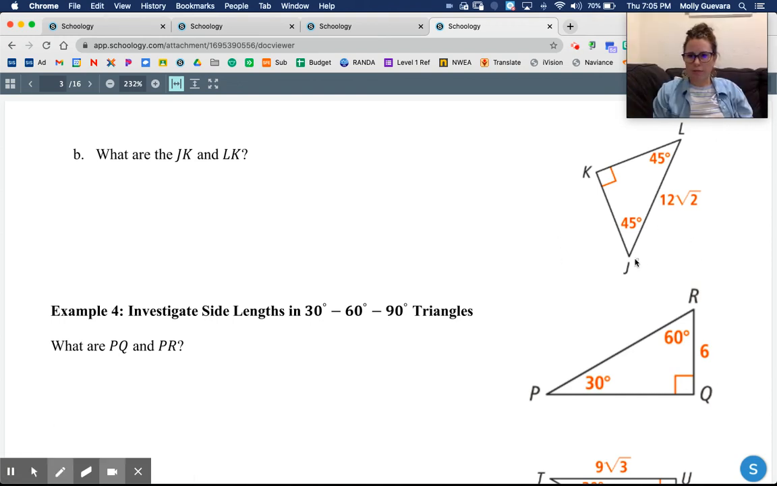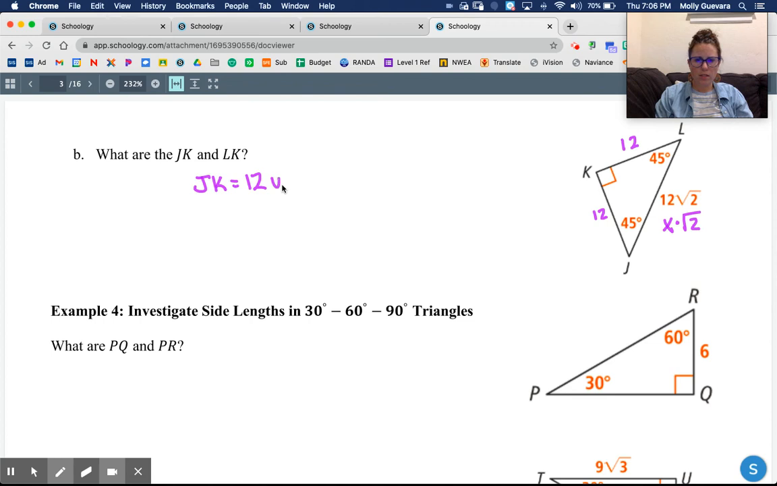Okay, so this one's a little different. Notice that the only thing I know is that it's a 45, 45, 90, but I also know my hypotenuse, not my legs. But remember that the hypotenuse is always whatever my legs are times square root of 2. So in this case, my x is just 12, right? Because here's the square root of 2, here's 12. So that tells me that my legs are both 12. So JK is 12 units and LK is also 12 units. And that's it.